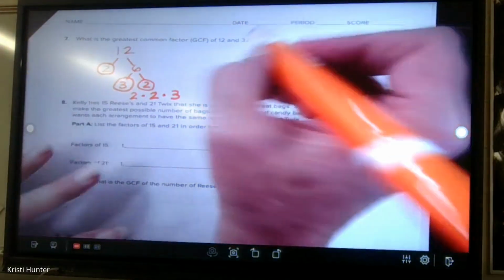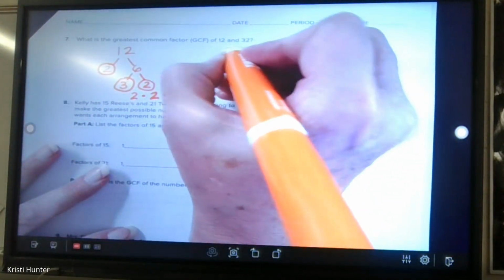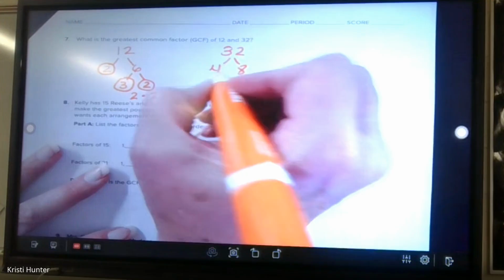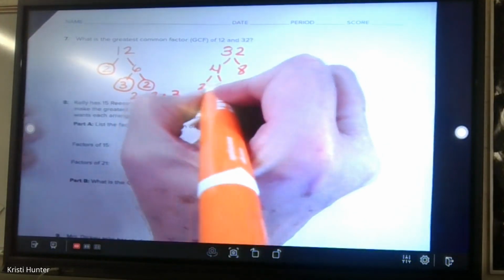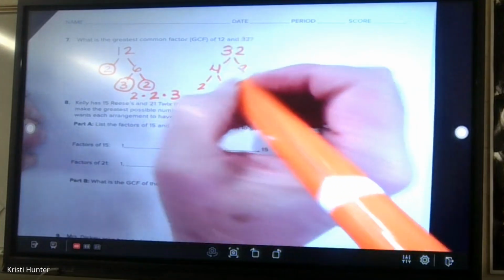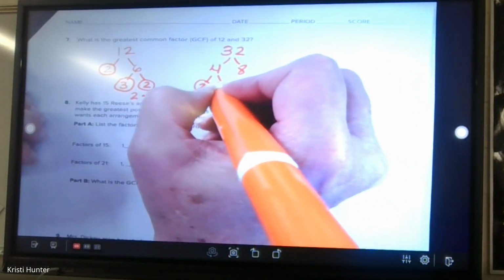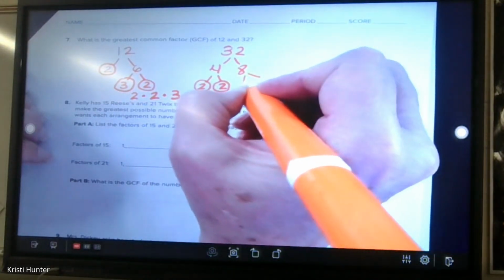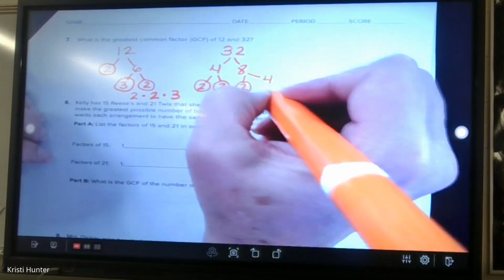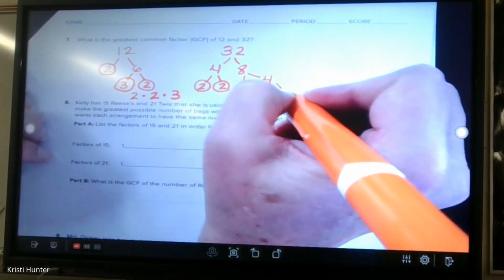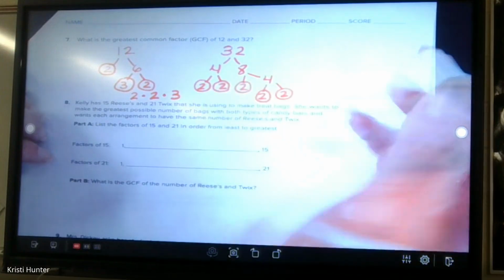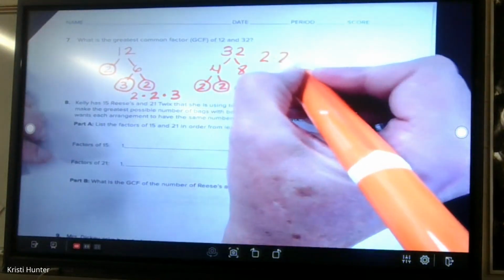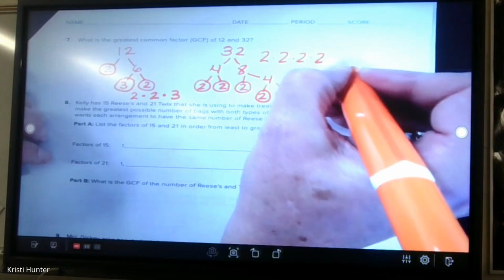Okay, the next one, let's factor down 32. So let's see, I'm going to go 4 times 8. Factor down my 4 here. So I've got 2 2s. Factor my 8, gives me another 2 and a 4. So I got to pull that 4 apart. Wow, that's a lot of 2s. 1, 2, 3, 4, 5.